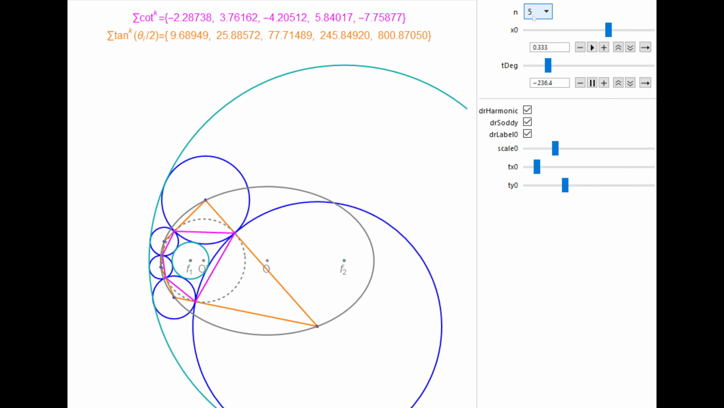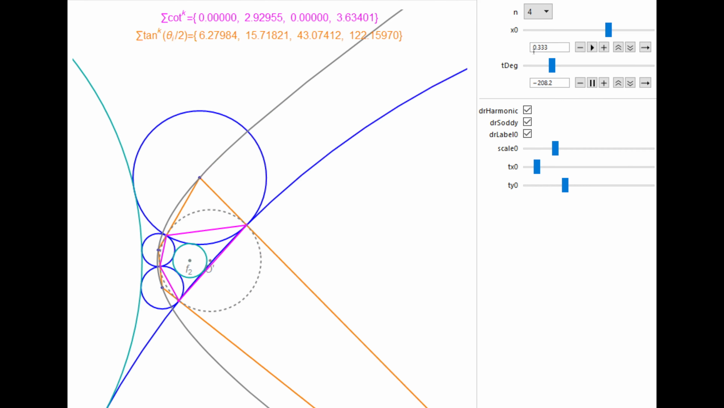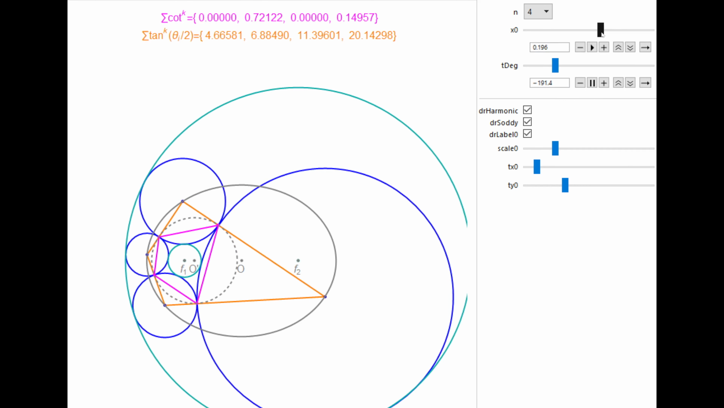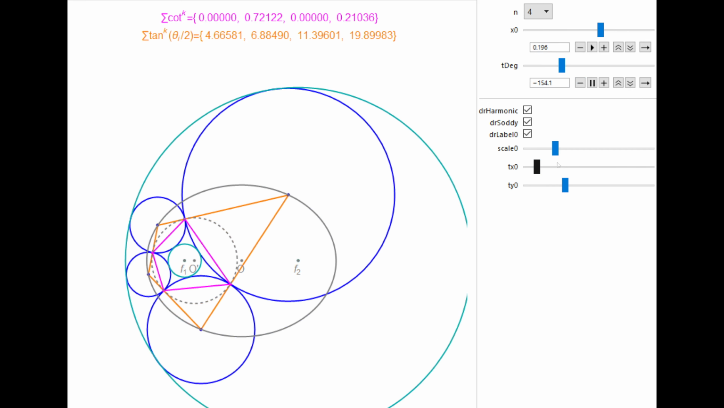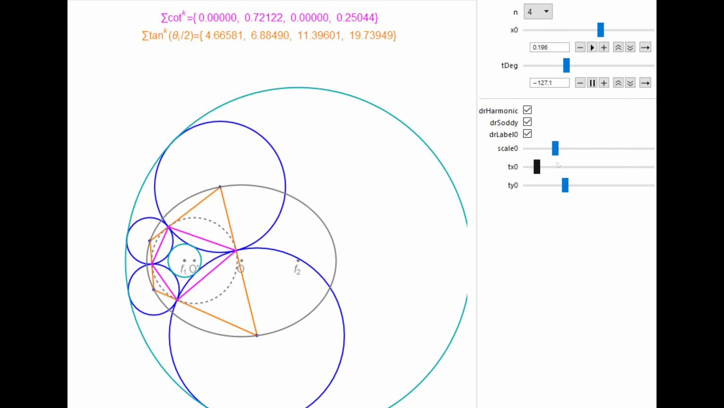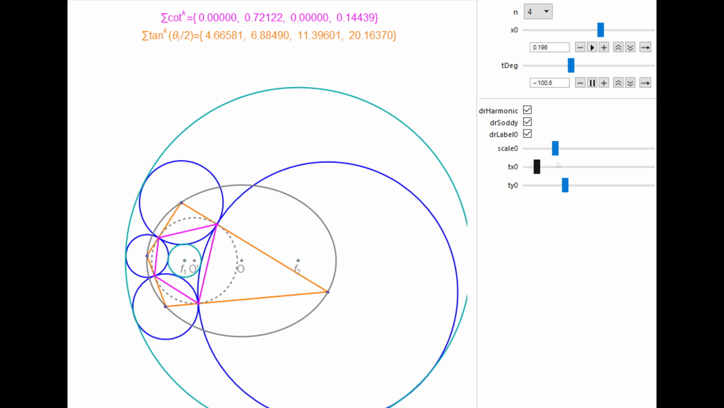So what do I want to show here? I want to show, for example, n equals 4. Here's n equals 4, and let's make this guy be well behaved. Let's look at what's happening for n equals 4. So there are 4 circles in the chain. The geometry is very similar to what we had before, but let's make a few comments about it.